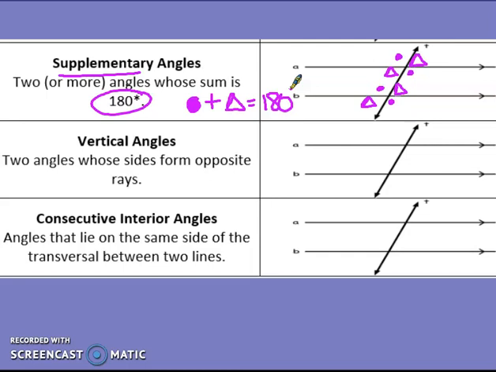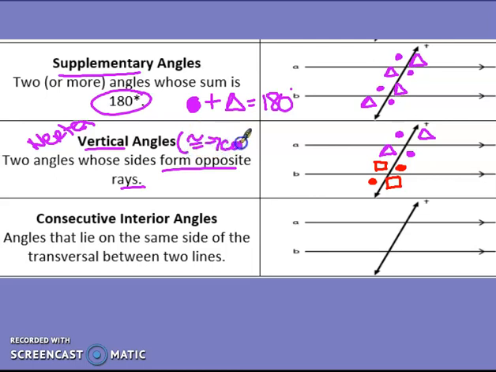Vertical angles, again, a review, but these are super important when it comes to these. These are angles who form opposite rays. They are across your vertex. So I have those two are vertical angles. I have those two that are vertical angles. On the other set of vertices, I have those two are vertical and those two are vertical. So we have 4 different sets of vertical angles. And as you remember from last unit, vertical angles are congruent. They do equal each other.